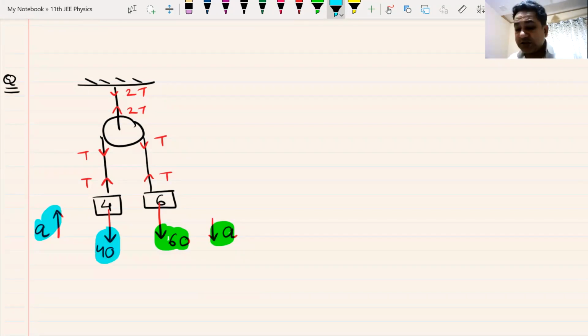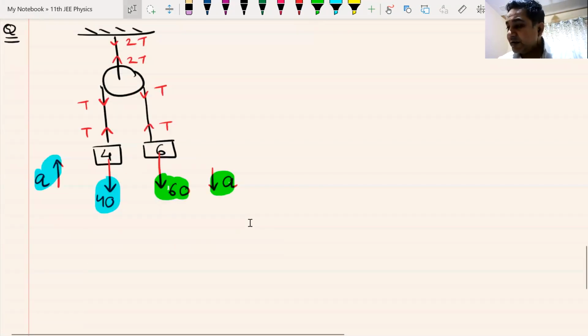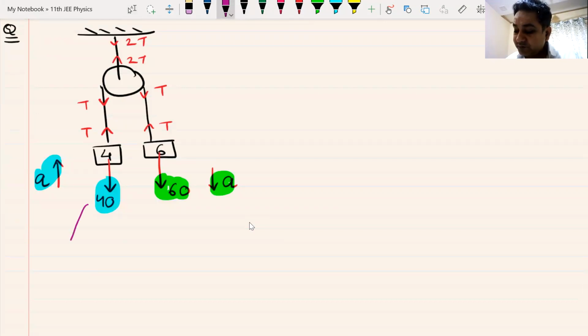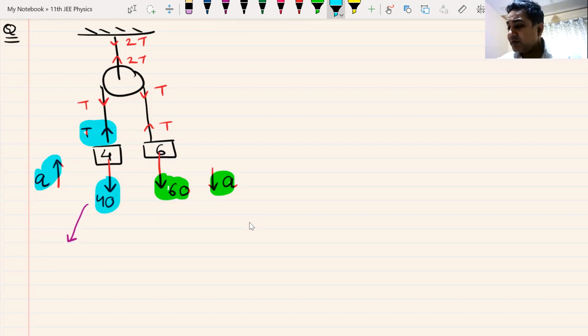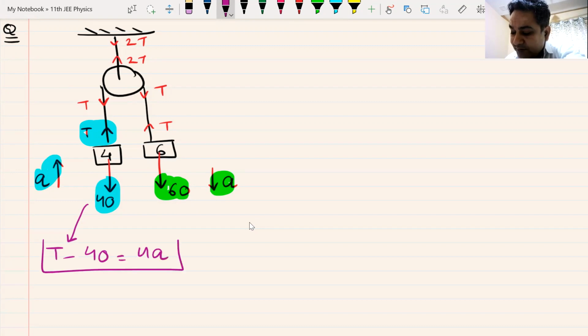Let us make the equations. Equation for this block: T is upwards, 40 is downwards. F net is equal to mA. T minus 40 will be equal to 4A. That gets me the first equation.